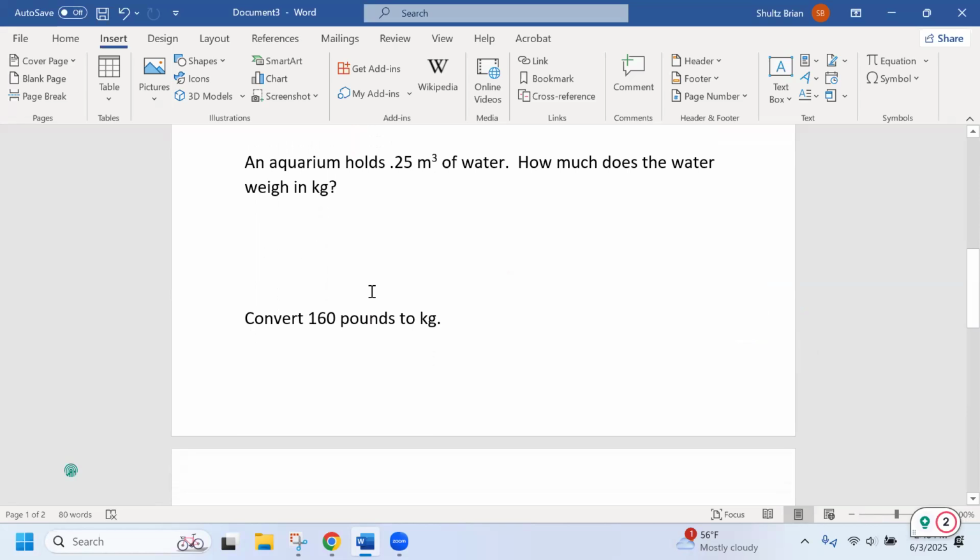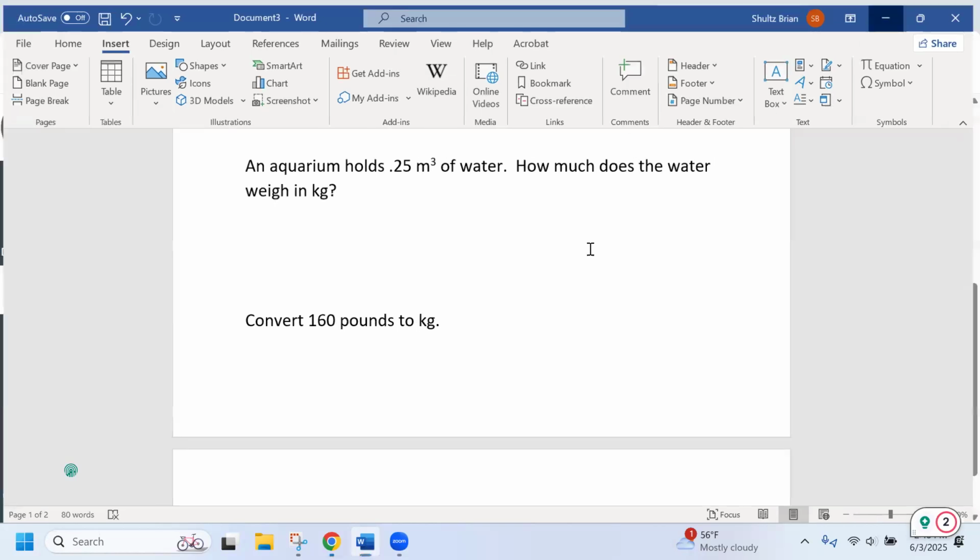An aquarium holds 25 cubic meters of water. Now we're going to go into the conversions, which means we're going to go back to that table, or that formula sheet that we have. An aquarium holds 25 cubic meters of water. How much water does it weigh? How much does the water weigh in kilograms?